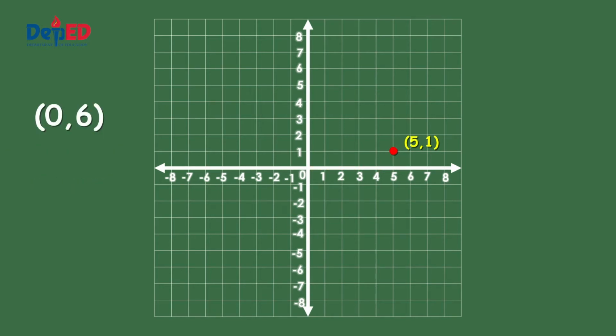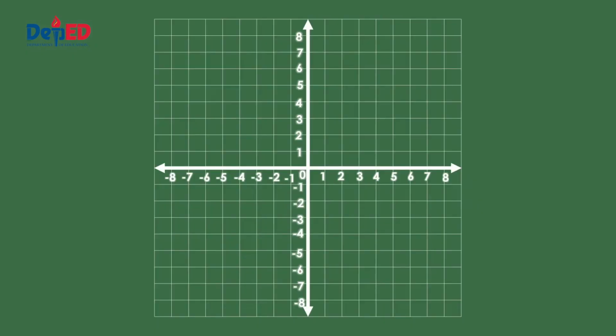Next is (0, 6). Since the x-coordinate is 0, there will be no horizontal distance from the origin. We proceed to 6 units upward because the y-coordinate is positive 6. We now have the second point, (0, 6). Last is to connect the 2 points. Therefore, this is the line that passes through (5, 1) and (0, 6).